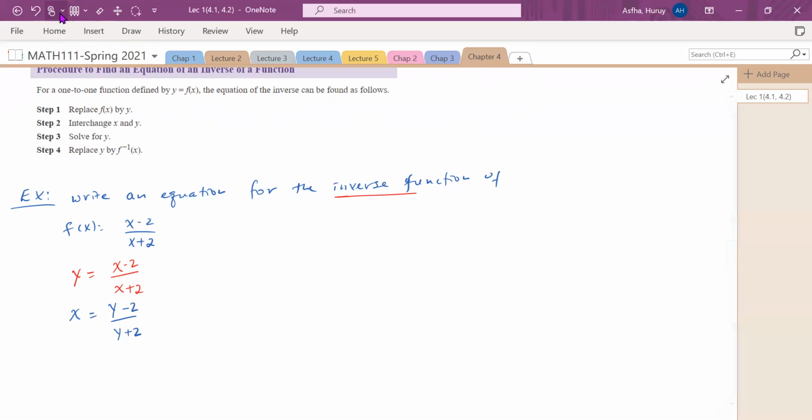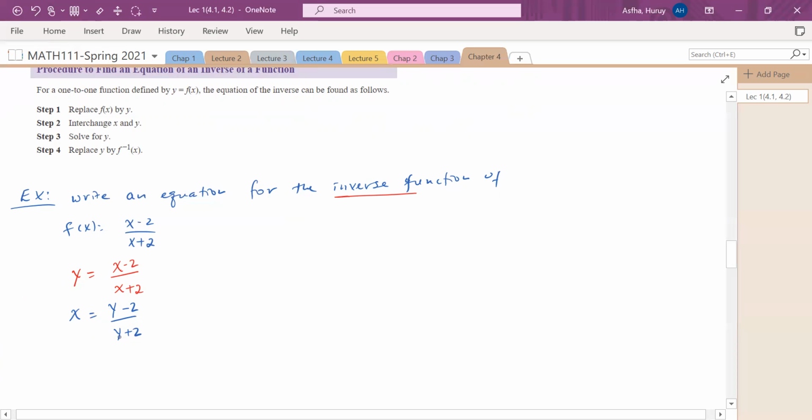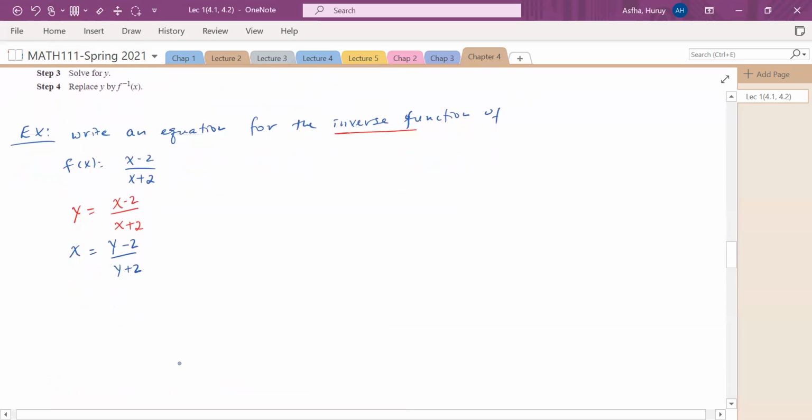Okay, and the next is now we solve for y. From this one, we solve for y. Solving for y, we multiply both sides by y plus 2. So we have x times y plus 2, and we have y minus 2 on the right side. So I will distribute this one: xy plus 2x equals y minus 2.